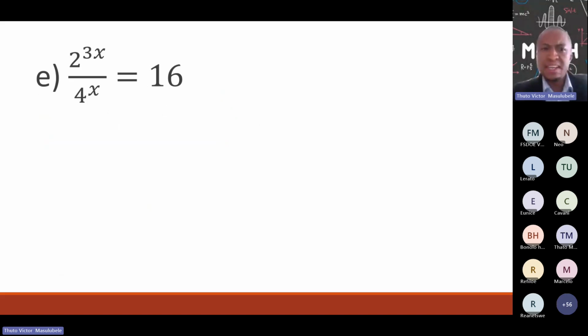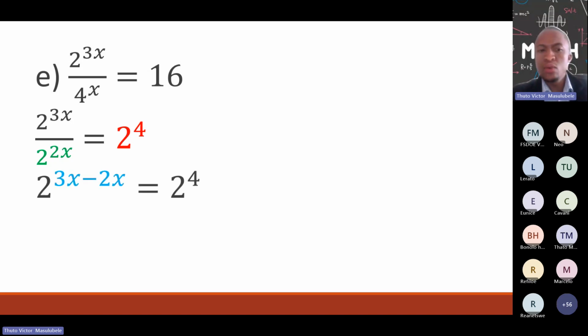We have 2 to the power of 3x over 4 to the power of x equal to 16. What we need to do is express the base of 4 as a base of 2, and the base of 16 as well can be expressed as a base of 2, and that can be given as 2 to the power of 3x over 2 to the power of 2x is equal to 2 to the power of 4. So what we've done is we've changed the base of 4 and the base of 16. And then we apply the laws of exponents.